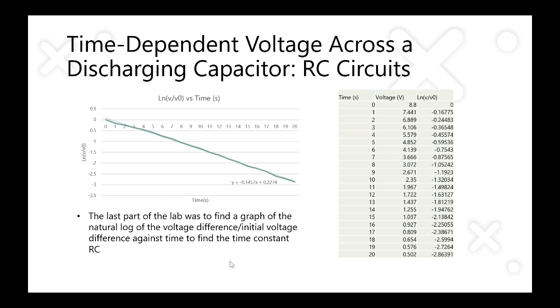The last part of the lab was to find a graph of the natural log of the voltage difference divided by the initial voltage difference against time to find the time constant RC. The graph above is a demonstration of the natural log versus the time, and the data to the right is the data that we found.